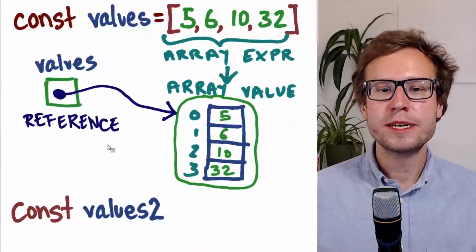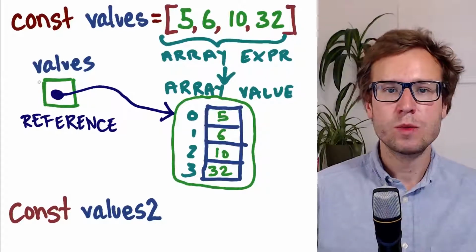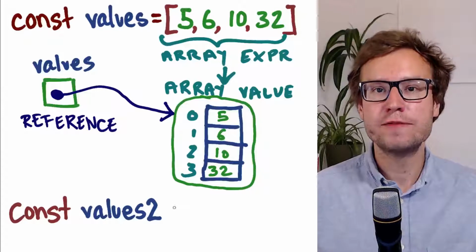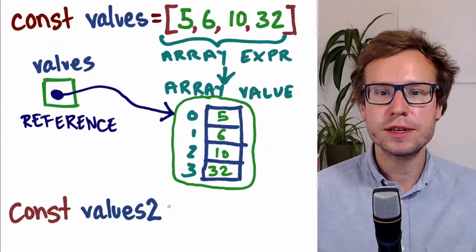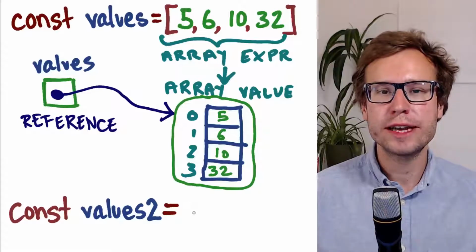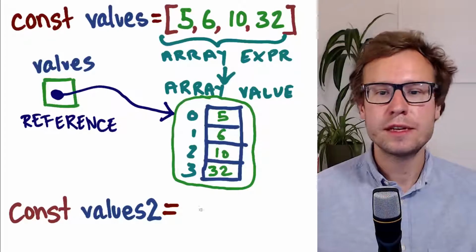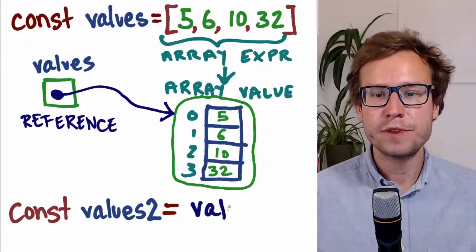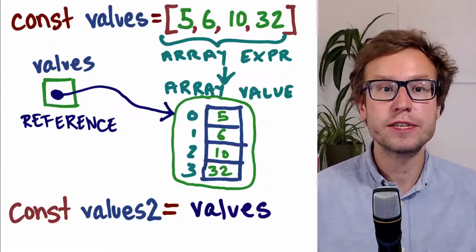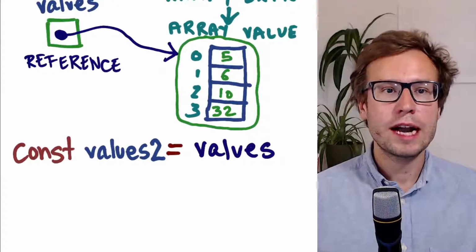This is important because what happens if we have another expression where we have a variable values2? Okay, this is another variable. And what if the assignment that I'm going to write says that values2 is going to be assigned the value of values, in other words, that very same variable that we have above? So what happens now?